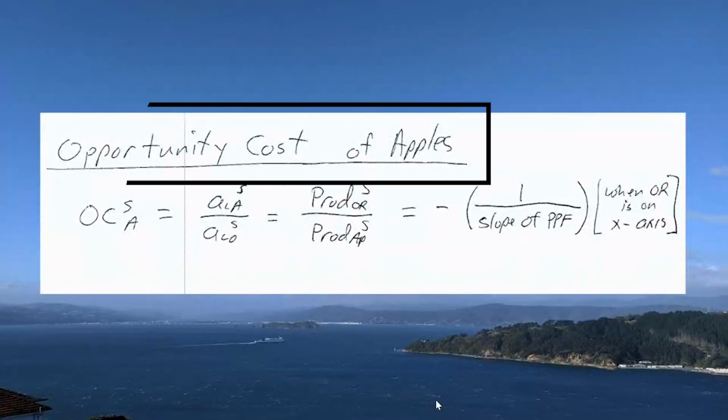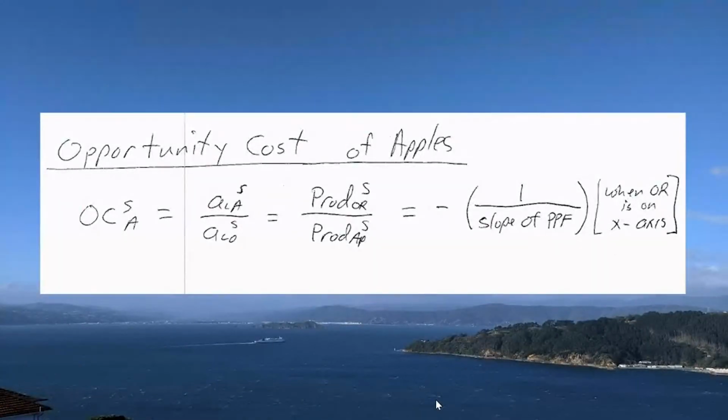Okay, how about the cost of apples? All I did was define the opportunity cost of oranges, but now if we look at apples, it's going to be the opposite of everything that I just talked about. The opportunity cost of apples is going to be the reciprocal of the opportunity cost of oranges. So in terms of unit labor requirements, you're going to put the apple term on the top, and the unit labor requirement of oranges on the bottom. Or you're going to put the productivity of oranges on the top and the productivity of apples on the bottom, because the units of this are going to be number of oranges per apple.